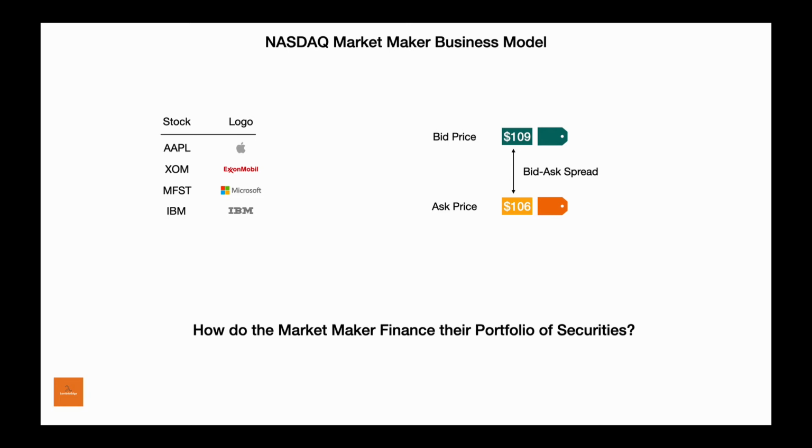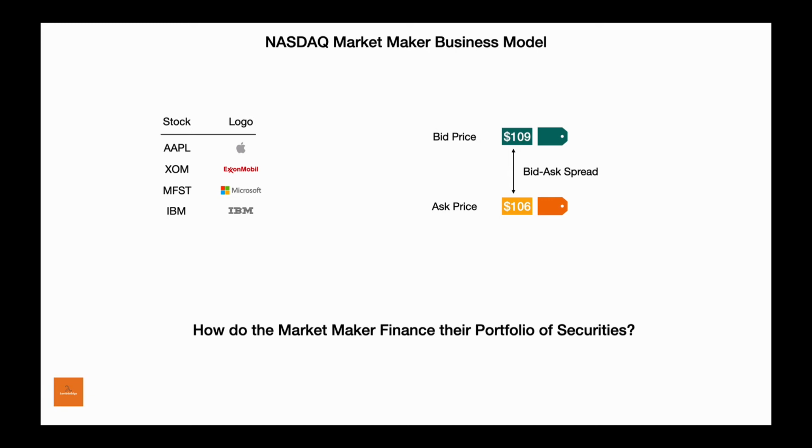Now, let's understand this repo function with a market maker of NASDAQ as an example. NASDAQ, unlike NYSE, is made of market makers who buy and sell securities. Their business model is to earn a spread between the bid and the ask price. As you can see, the bid price is $109 and the ask is $106. They make a difference of $3 when they sell or buy into this position.